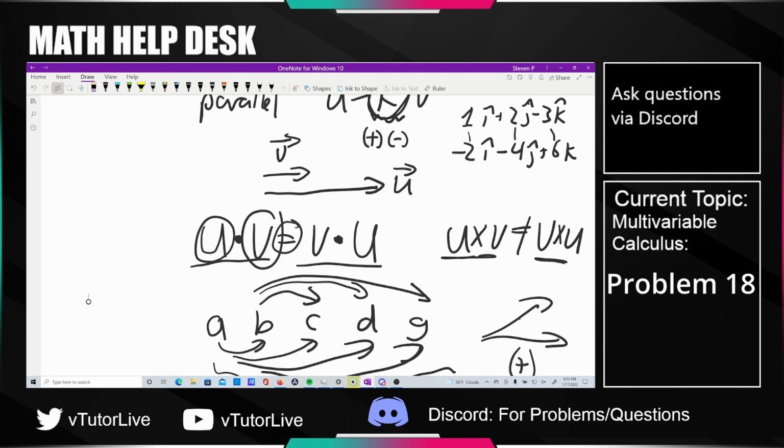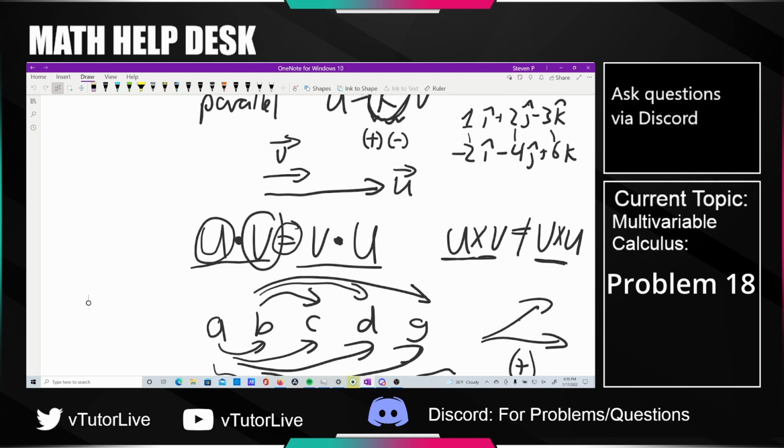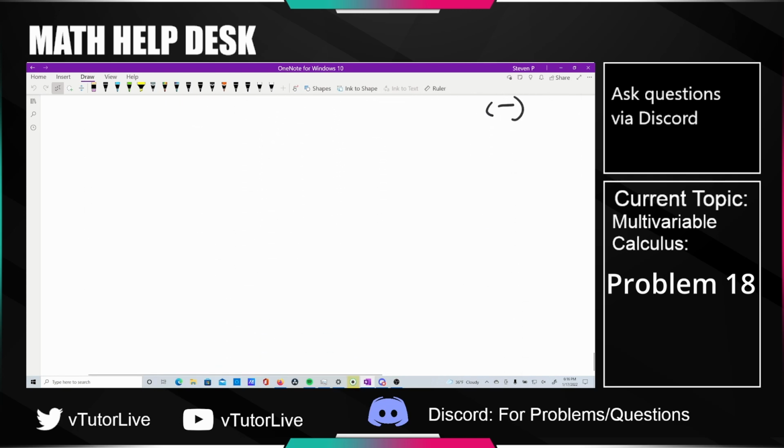But you can save some work. If you already know that two vectors are perpendicular, then obviously you don't have to check whether they're parallel, because they're not. It just saves some work.